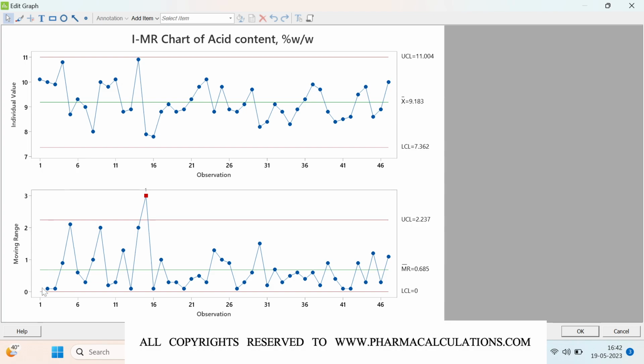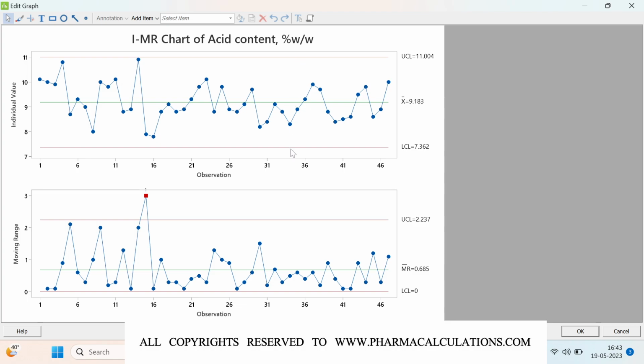Moving range means how the data is going to change from point to point, like the difference between data point 1 and 2 is going to be the first data point in the moving range. As previously discussed about the interpretation, let's take the individuals chart. The center line is going to be the average line. The average of the data that I have collected is nothing but the X bar, and the value is 9.183. And I got two more lines above and below this average line.